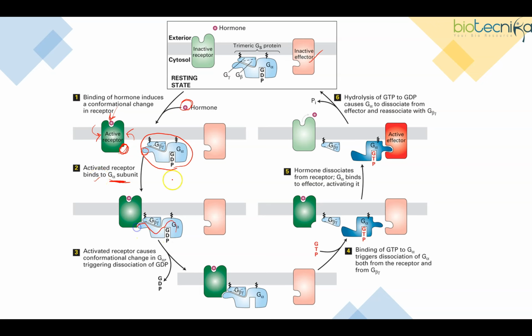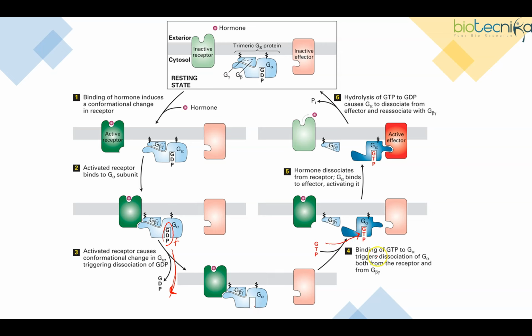Now the G alpha subunit is right now inactive because it has a GDP. But when the receptor binds this G protein, it induces a conformational change in the G alpha subunit, because of which it cannot bind GDP anymore. So as you can see, GDP has come out over here, and now this place will be empty, where immediately a GTP will come and bind.